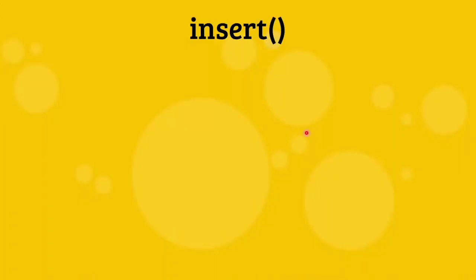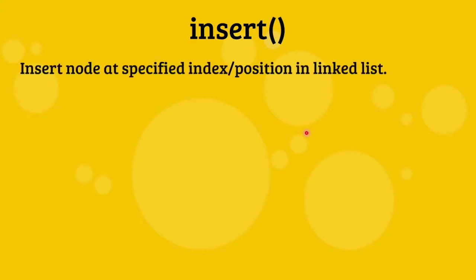As we have already understood push, pop, shift, unshift, set and get, all these methods in linked list, it's time to see the insert method in linked list. Firstly, the insert method inserts a node at the specified index in the linked list. Suppose while creating the linked list, I forgot to insert some of the nodes. At that time, this insert method is very useful.